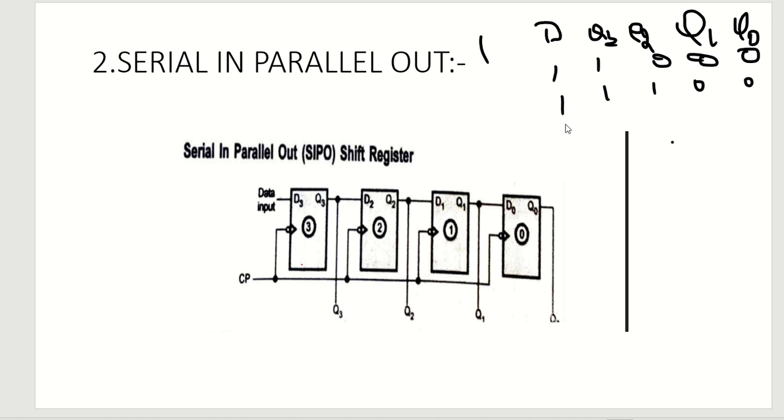When we press a clock pulse the third time, Q3, Q2, Q1 become 1 and Q0 remains 0 only. We get the output 1 1 1 0. When we press a clock pulse the fourth time, Q3, Q2, Q1, Q0 become 1 and we get the output 1 1 1 1. That's it.